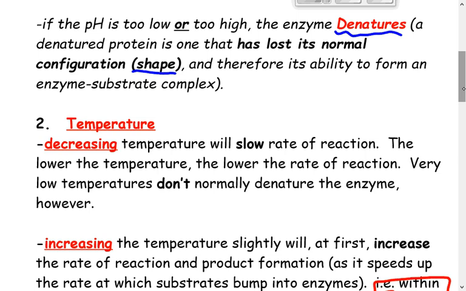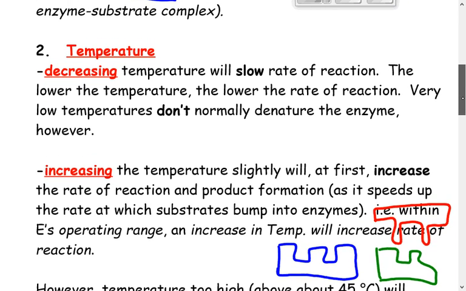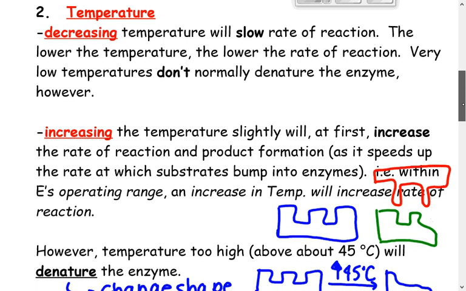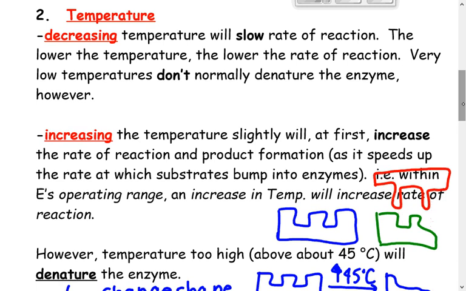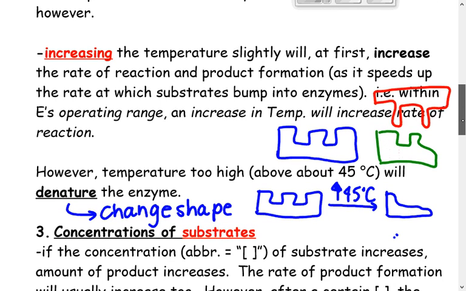However, increasing the temperature is a little bit different. If we increase the temperature ever so slightly, the enzyme will at first increase the rate of reaction and product formation. A slight increase in temperature will speed up the rate at which the molecules are moving and bump into the enzymes. But that has to be within the enzyme's normal operating range. However, if we increase the temperature too high, above about 45 degrees Celsius, it'll denature the enzyme, or change the shape of the enzyme.